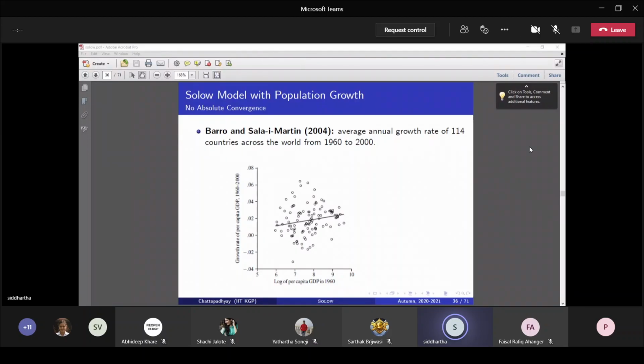And the second part, the data shows that if you take all the countries together, the prediction of the Solo model that we are making, that the poor country is growing at a higher rate compared to the rich countries, is also not getting satisfied. Still, two problems. Now the question is, can the Solo model really handle these two problems, or not? Is it worthless, or are we oversimplifying the Solo model? This is where we stand till now.